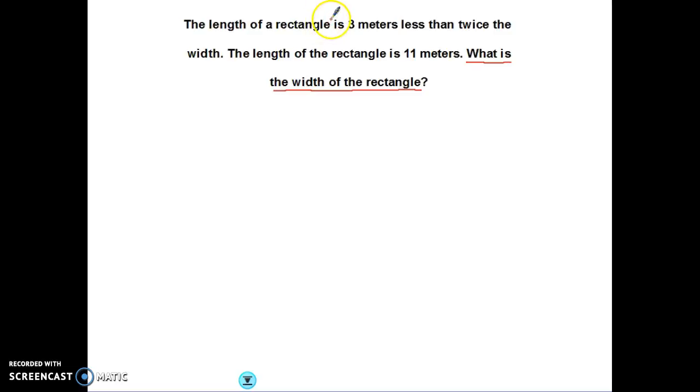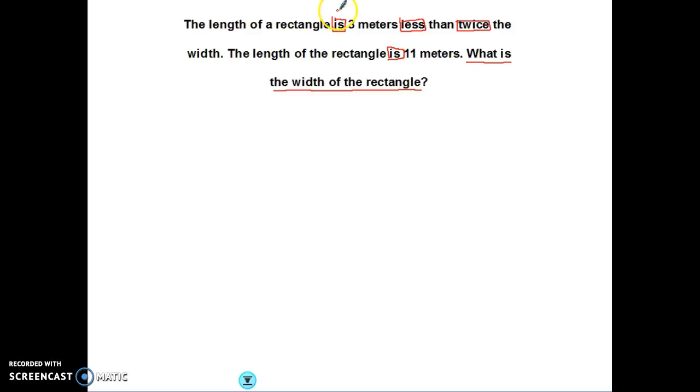The length of a rectangle is 3 meters less than twice the width of the rectangle. The length of the rectangle is 11 meters. What is the width of the rectangle? Now that we've boxed them, we're going to go ahead and replace these terms with the appropriate mathematical representation.